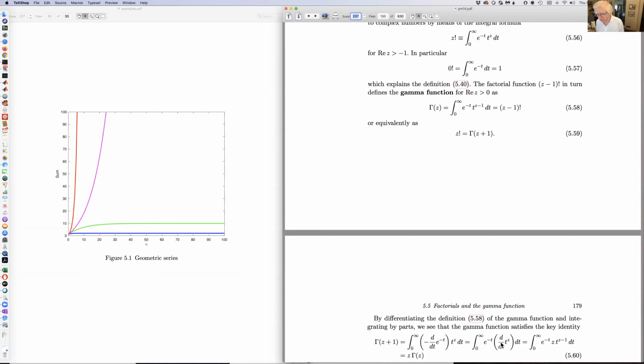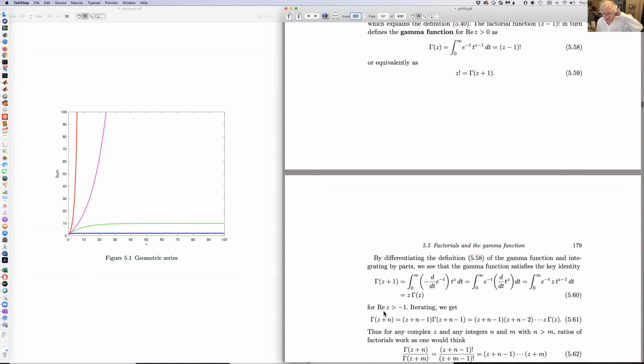Now we integrate by parts, and we get e to the minus t times d by dt of t to the z. We can obviously drop the term at t equal to infinity. And if the real part of z is greater than -1, then we can also drop the boundary term at t equals 0. Now differentiating, we just get z t to the z minus 1.